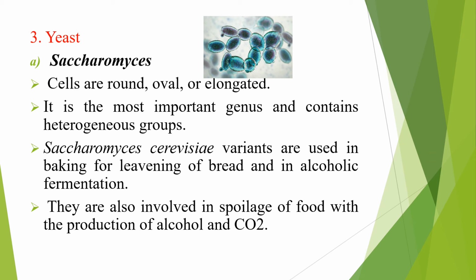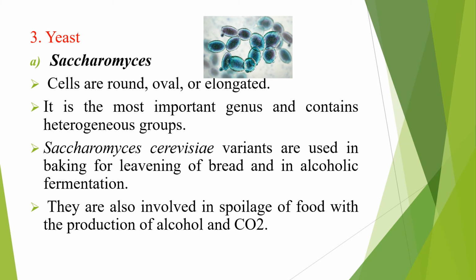Coming to the different yeast species associated with food, first one is the Saccharomyces. Here the cells are round, oval or elongated, and it is the most important genus and contains heterogeneous groups. Saccharomyces cerevisiae variants are used in baking for leavening of bread and in alcoholic fermentation. They are also involved in the spoilage of food with the production of alcohol and carbon dioxide.